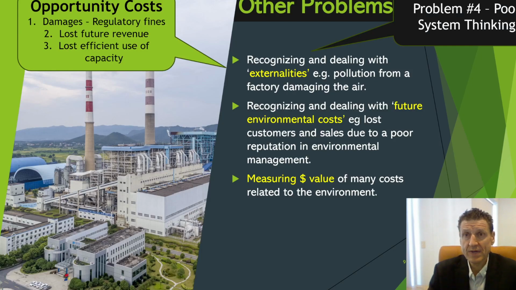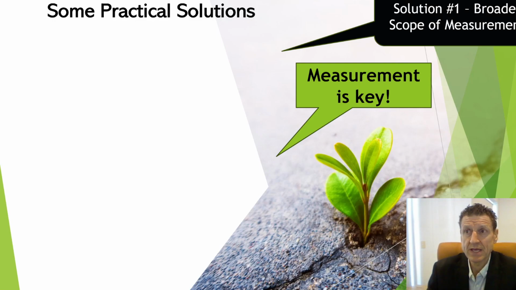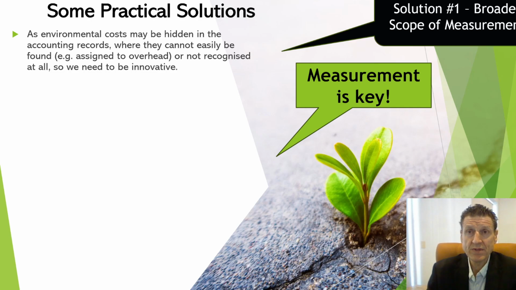And now we want to think in terms of the solutions. Well, the first solution is a broader scope of measurement. Measurement is key. How do we do that? As environmental costs may be hidden in accounting records, they cannot easily be found. They're assigned to overhead or not recognized at all.